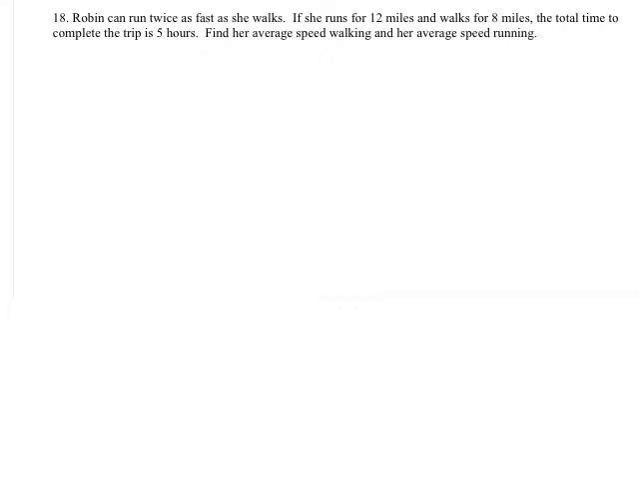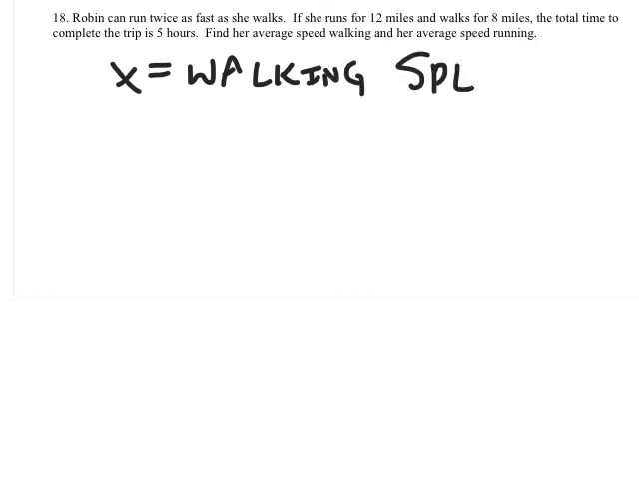All right, number 18. Robin can run twice as fast as she walks. If she runs for 12 miles and walks for 8 miles, the total time to complete the trip is 5 hours. Find her average speed walking and her average speed running. Alright, so let's go ahead and let x equal walking speed. And we know that running is 2 times that, so this is running speed.